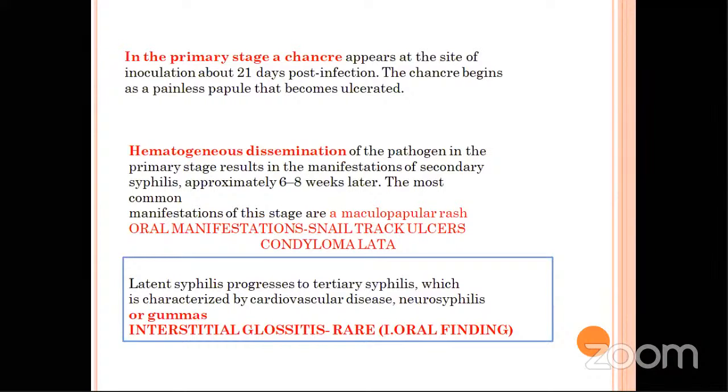Slightly raised, discolored rashes can be seen on the skin. Then the ulcers are seen, which are called snail track ulcers in the oral cavity, and condyloma lata. So these are all the main oral manifestations. In the tertiary stage, it will affect multiple organs, and a certain growth is seen, which is called a gumma. Interstitial glossitis is a rare intraoral finding of syphilis.